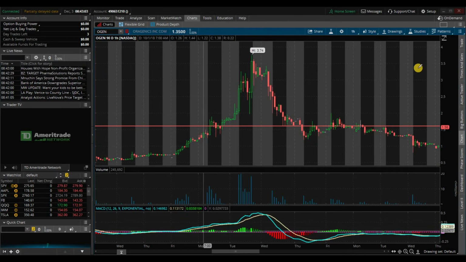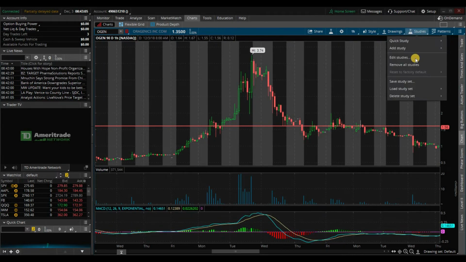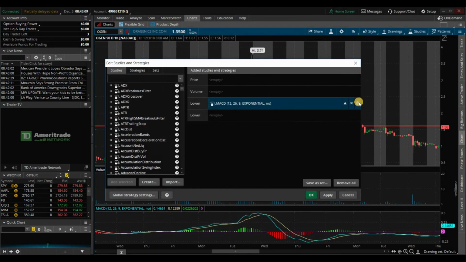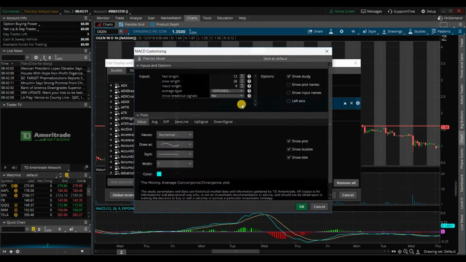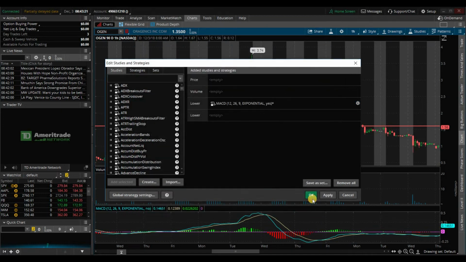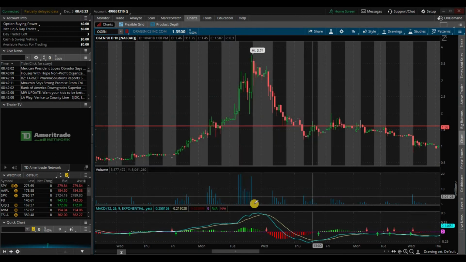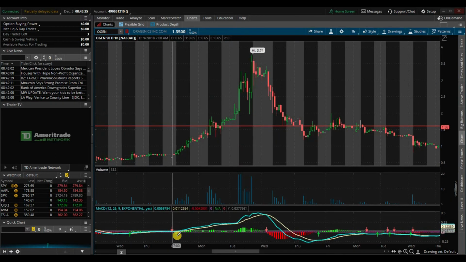There's a very easy way to tell if these lines cross each other. So if you click on studies again, and you click on edit studies, and you click on the setting bar here for your MACD, you see this option here, show breakout signals. If you put yes, and you click OK, you'll notice you get these little arrows that pop up here. You can even make them bigger. I'll show you how to make them bigger.